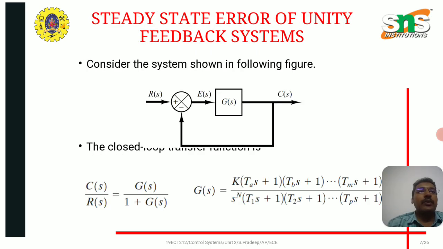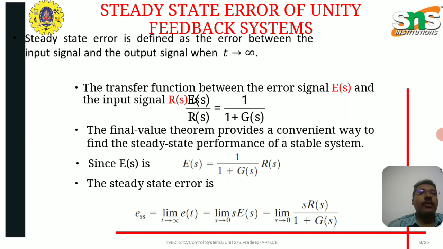Consider the system shown in the following figure. The closed loop transfer function is given as G of s equal to, in this equation. Steady state error is defined as the error between the input signal and the output signal when t tends to infinity. The transfer function between the error signal E of s and the input signal R of s is E of s by R of s equal to 1 divided by 1 plus G of s.